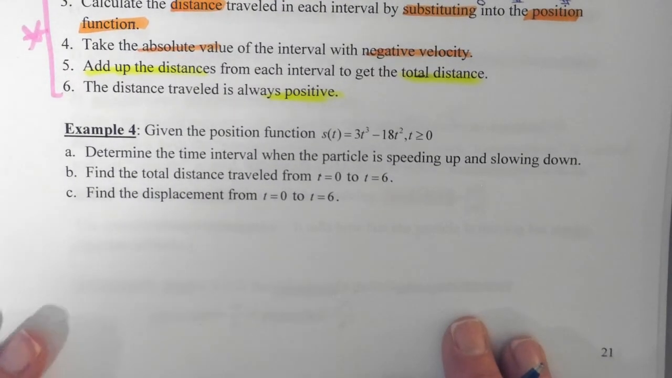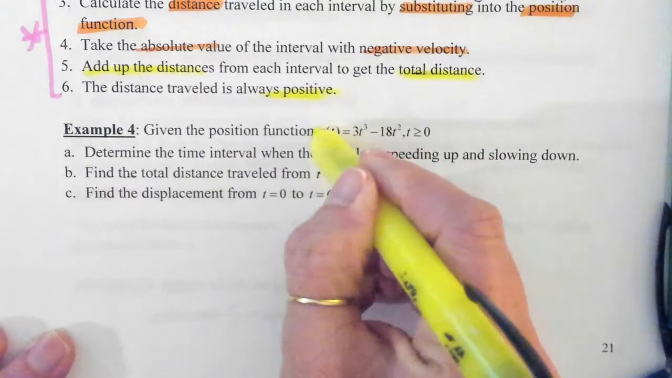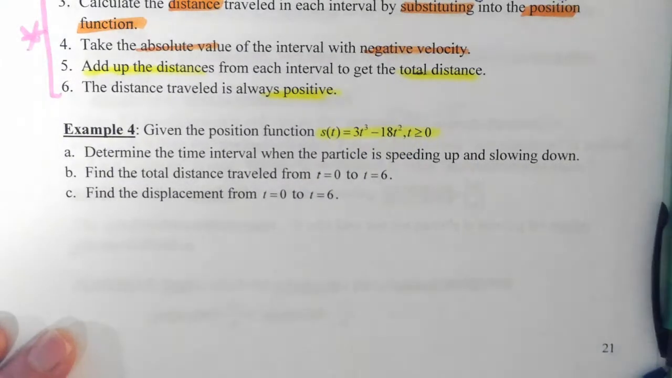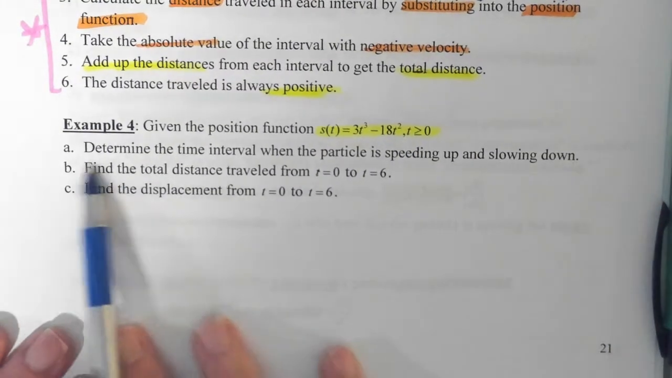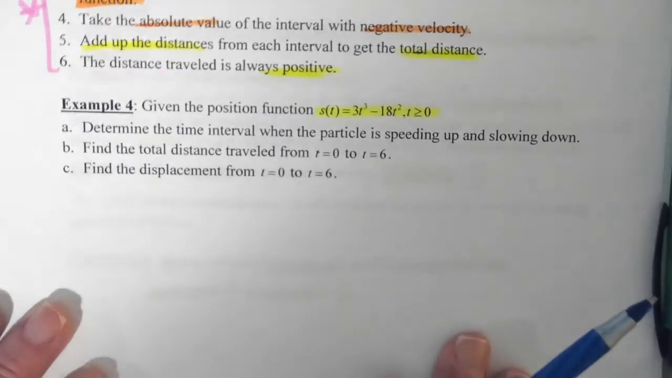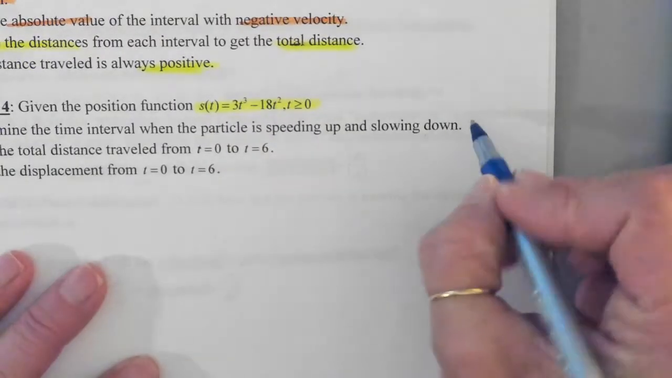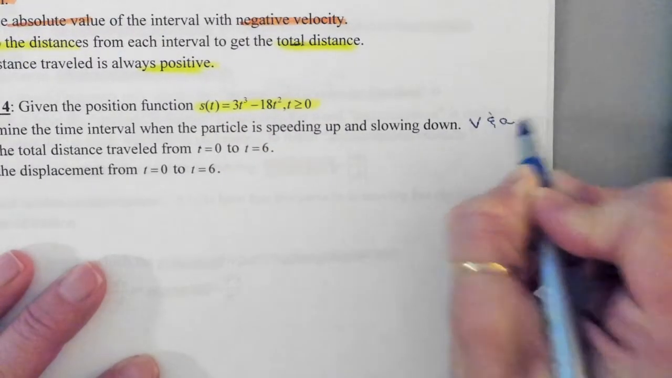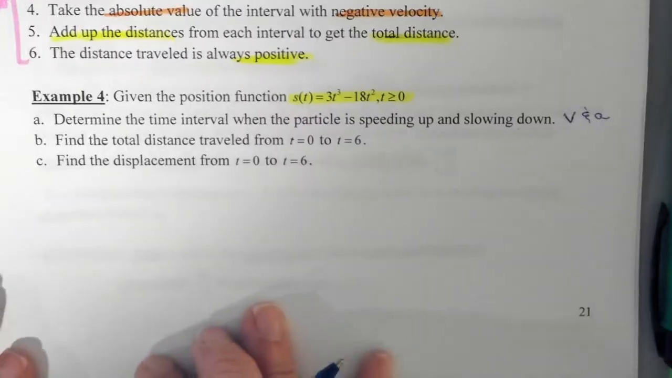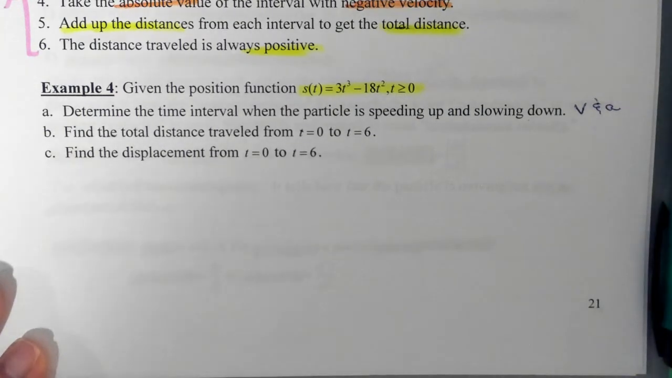All right, so we're given a position function, and we're told that our time is greater than or equal to 0. So this is what we're going to be working with. And the first part says determine the time interval when the particle is speeding up and slowing down. In order to do that, what you need to remember, and we just did it, is that we need both the velocity and the acceleration. So that means we have to take the first and second derivatives, and we need to find those critical numbers. So what we're going to have to do is calculate what the signs are over those intervals.